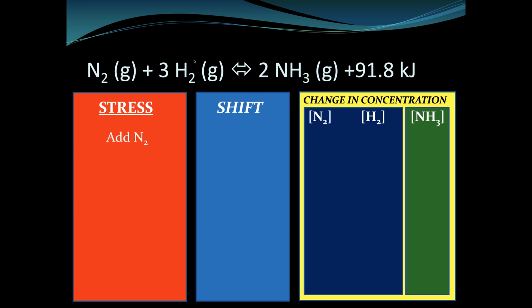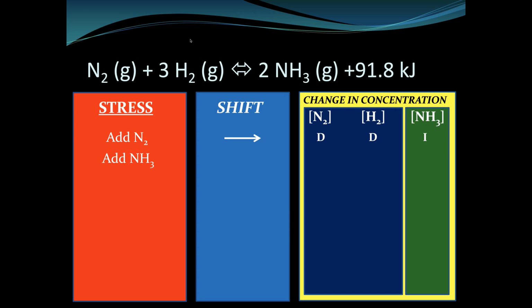First stress. Let's inject some nitrogen gas into this system. This will result in an increase in collisions between nitrogen and hydrogen. This will speed up the forward reaction. If the forward reaction is made to move faster, the reaction will shift forward. This means that nitrogen and hydrogen will be used up faster than they can be reformed. So over time, the amount of nitrogen and hydrogen will decrease because they're getting used up faster than you can remake them. And since we're making ammonia faster than we can break it apart, the concentration of ammonia will increase.